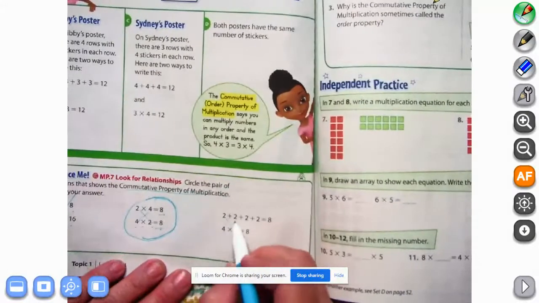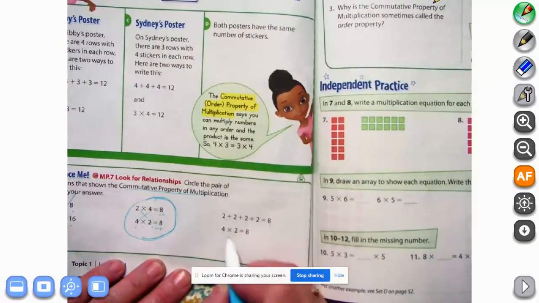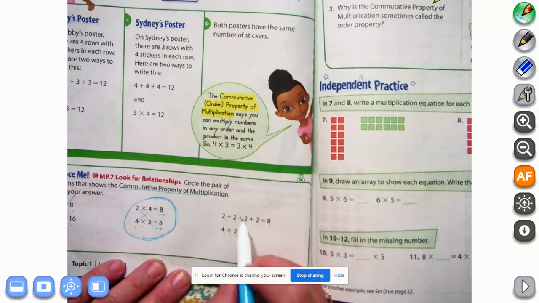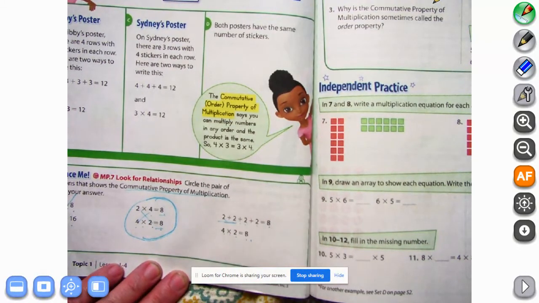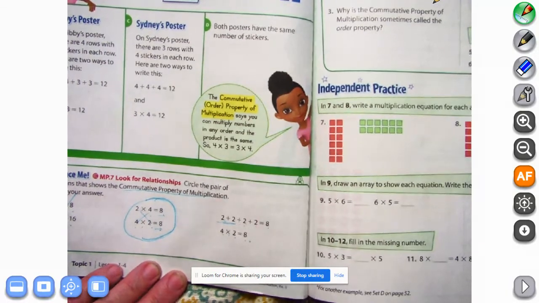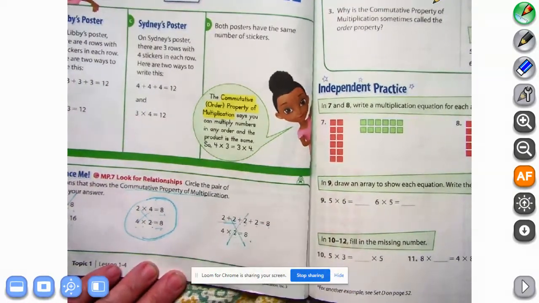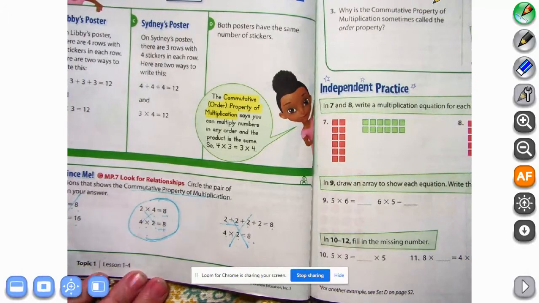And then 2 plus 2 plus 2 plus 2 equals 8. 4 groups of 2 equals 8. Well, this is showing me 4 groups of 2, but this is addition. And we're talking about the commutative property of multiplication. So this one won't work either. Okay? So why does that one work?